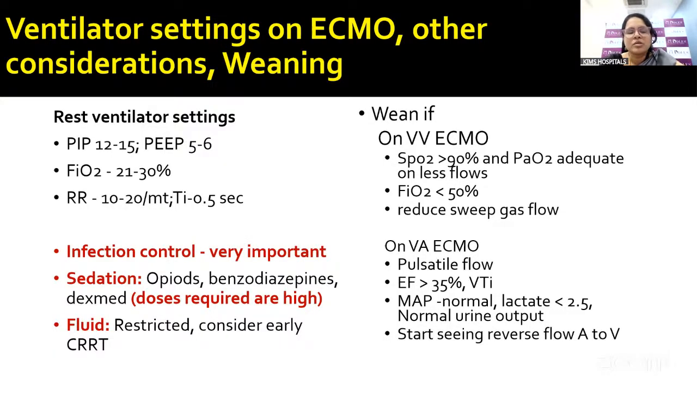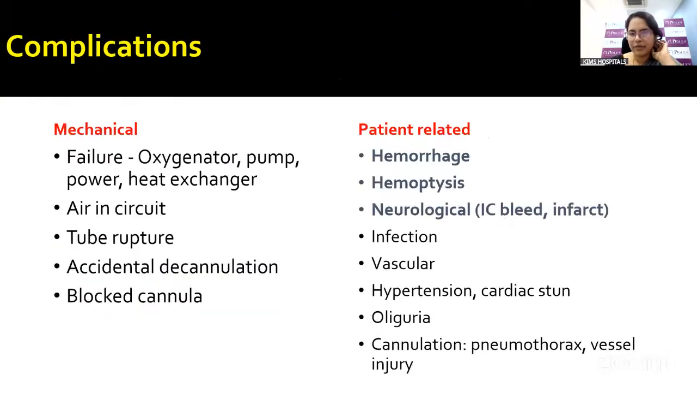On VA ECMO, which is what is normally performed in newborn babies, one starts considering weaning whenever the patient has adequate improvement in ejection fraction, which is more than 35%. You may use surrogates like velocity time integral on functional echocardiography, clinical parameters like MAP becoming normal, adequate urine output, normal blood pressures, lactates less than 2.5. And once you start seeing reverse flow from artery to vein in the ECMO circuit, that also is a sign of improving native cardiac function. This can be assessed by having a bridge in a VA ECMO as well.